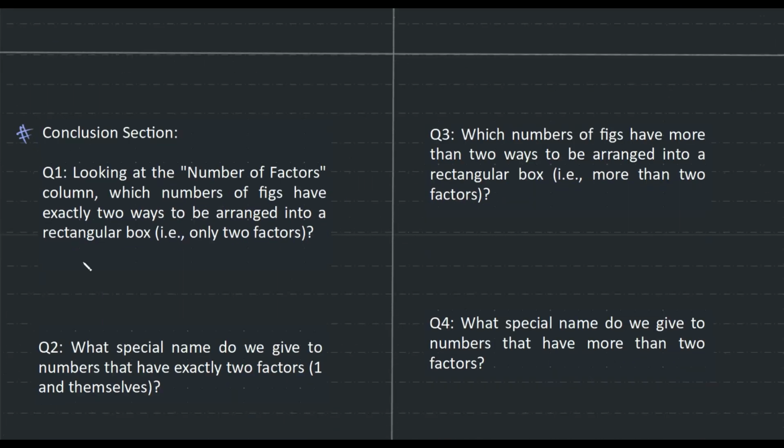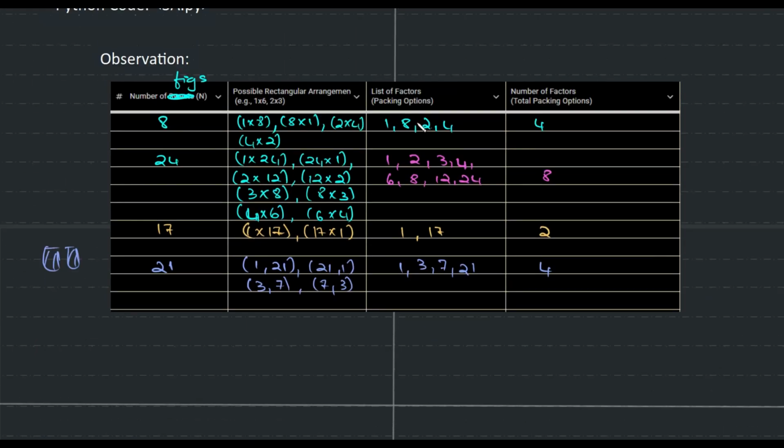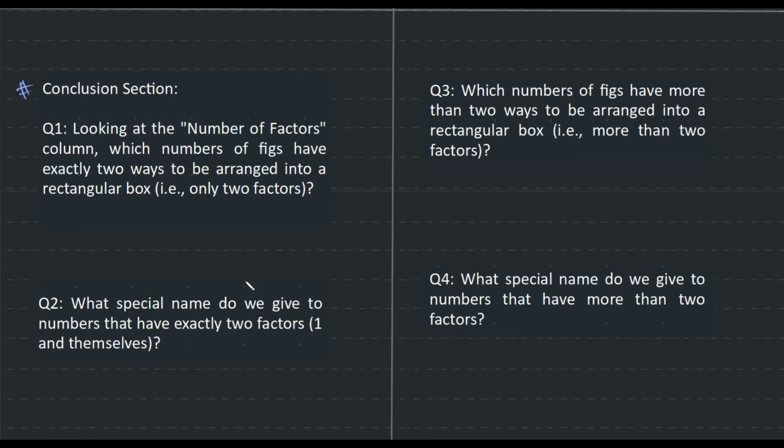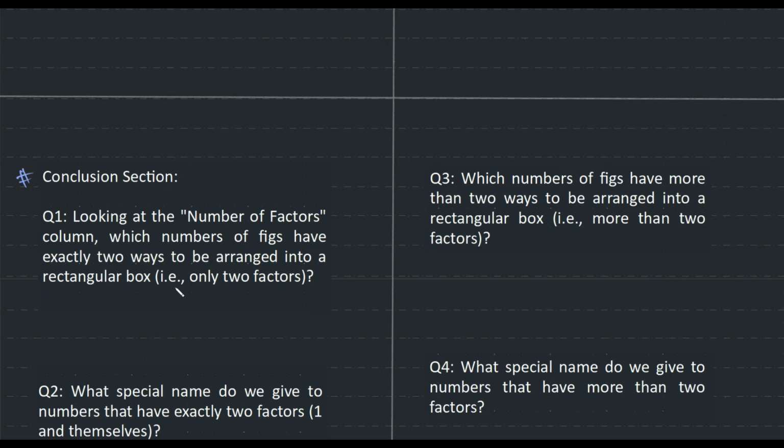Now let's look at the number of factors column. So basically this: 2, 4, 8, 2, 4. Which number of fruits has exactly 2 ways to be arranged into a rectangular box? So which is that? 17, right? There is only 1 cross 17 or 17 cross 1. So basically 17 fruits. That's the only possibility.